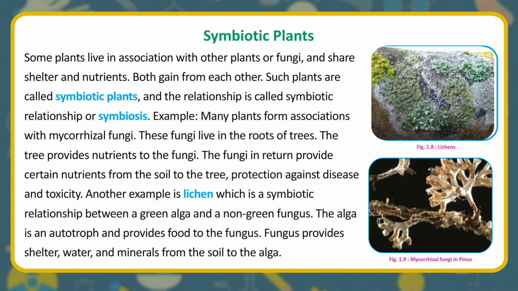Another example is lichen, which is a symbiotic relationship between a green alga and a non-green fungus. The alga is an autotroph and provides food to the fungus. Fungus provides shelter, water, and minerals from the soil to the alga.